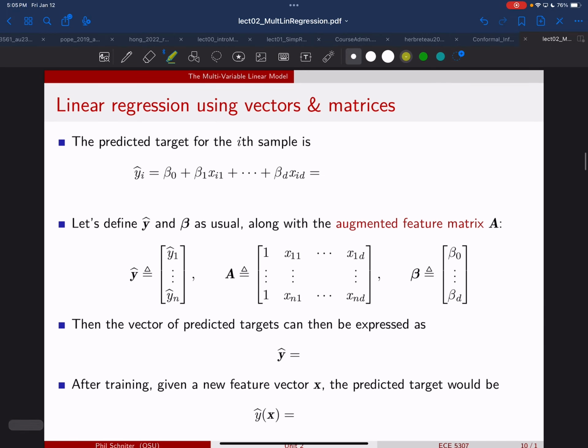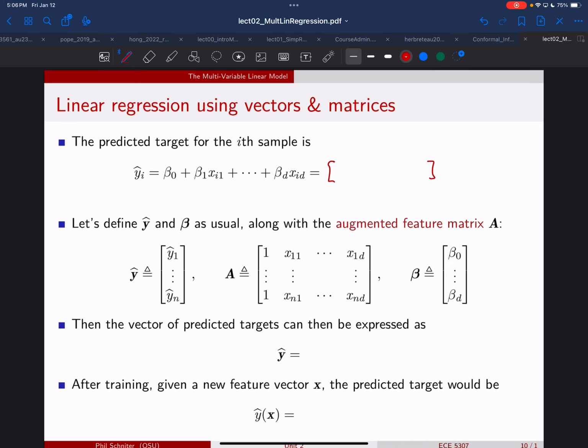Okay, last slide for today. So how can I write this y hat i? Now I've brought in the sample index i. This is the prediction of y i. Notice I have i's on all my data too. So how can I write that using vector notation that involves the beta vector and maybe a new vector that has the x i's?